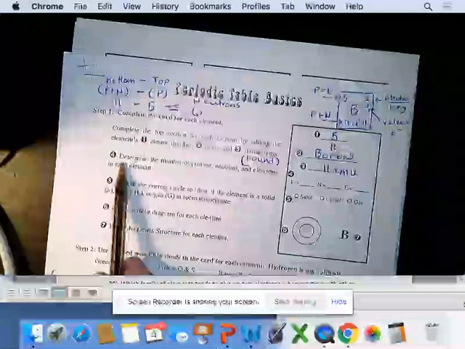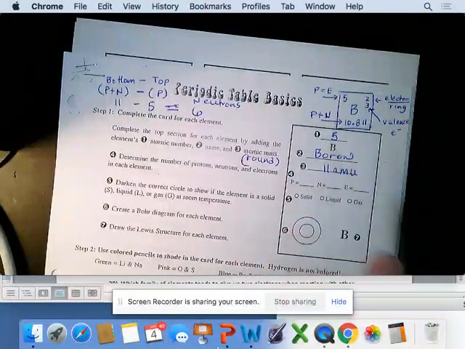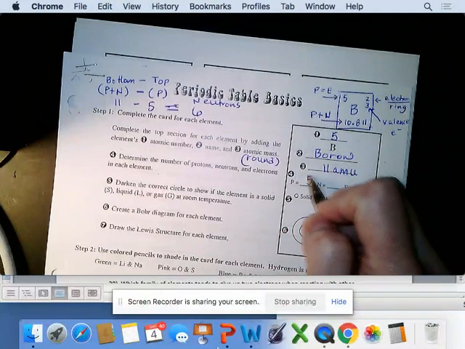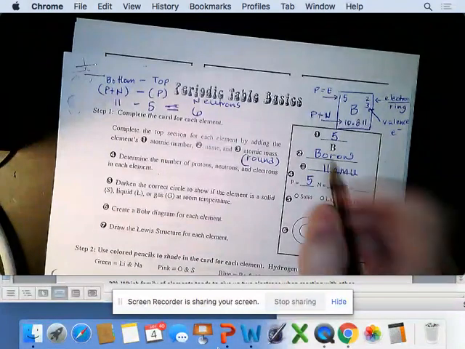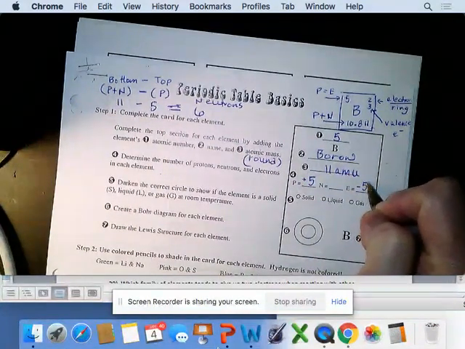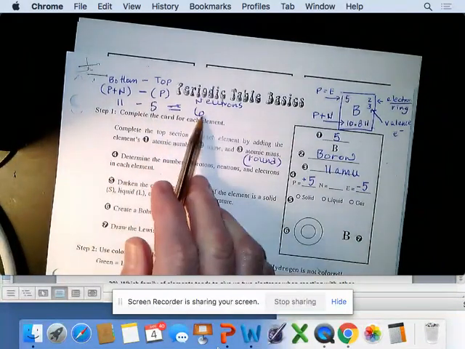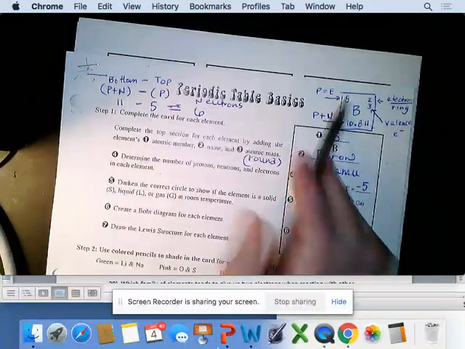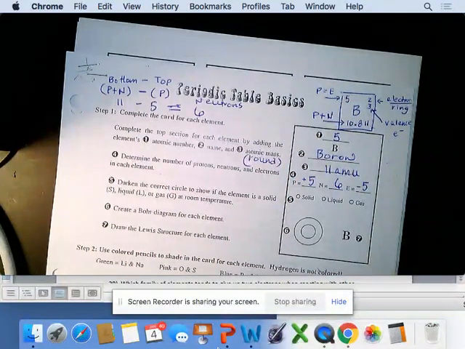Now, number 4, that's your protons, neutrons, electrons. So we've got 5 protons. We're always going to assume that our atom is neutral unless I tell you otherwise. So 5 protons, 5 electrons. The positive 5 and the negative 5 cancel. We already figured out the neutron number by subtracting the top from the bottom. So we've got 6 neutrons, and this is the way you're going to do it every time.